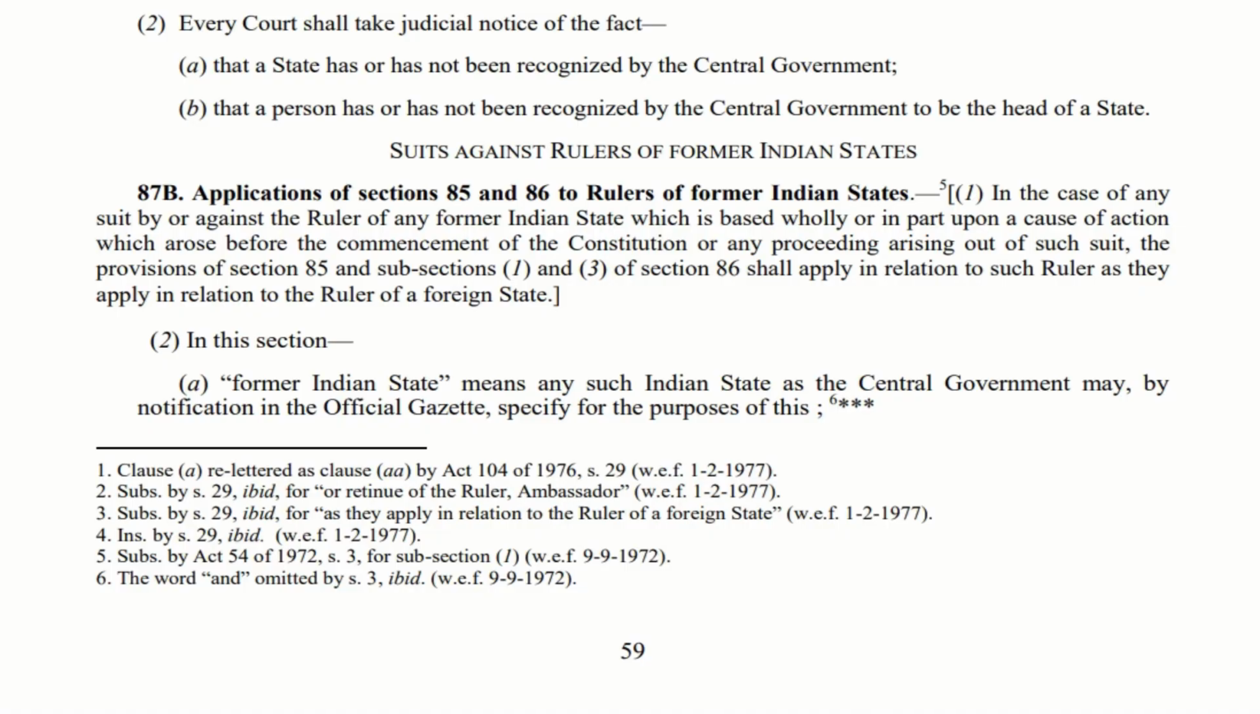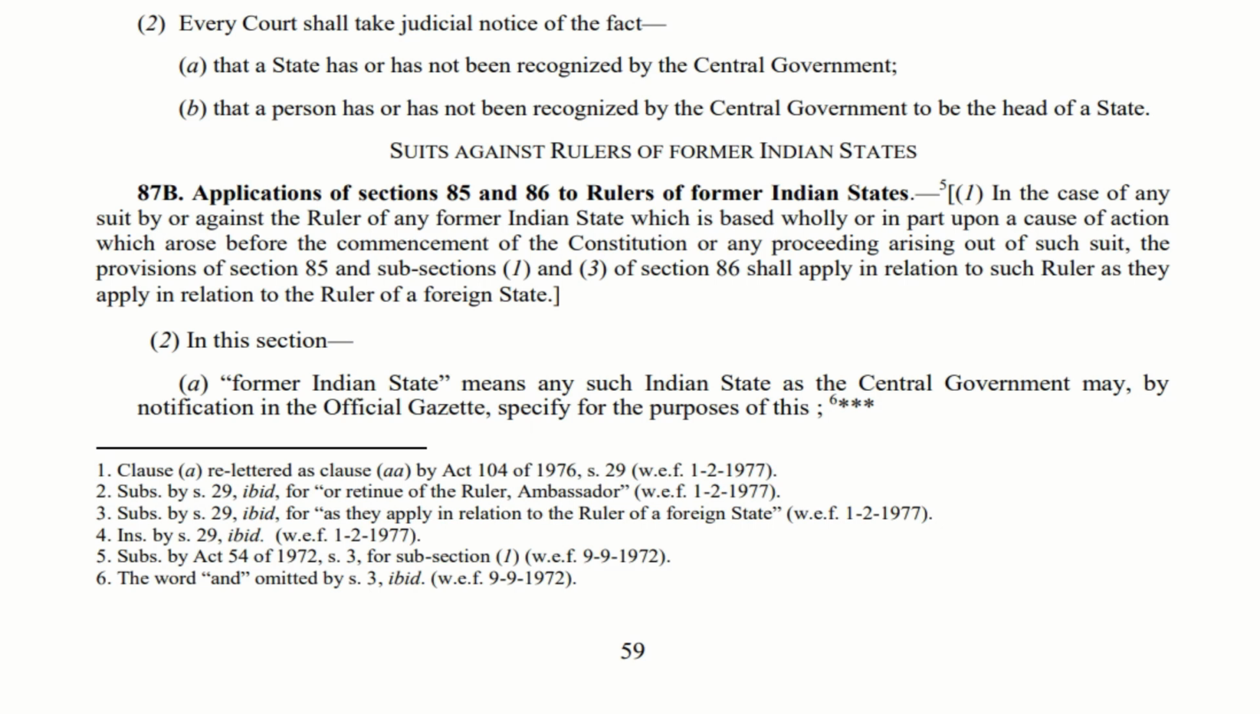Suits against rulers of former Indian states. Section 87B. Applications of sections 85 and 86 to rulers of former Indian states. To understand this particular subsection 1, let us take an example and try to understand this.